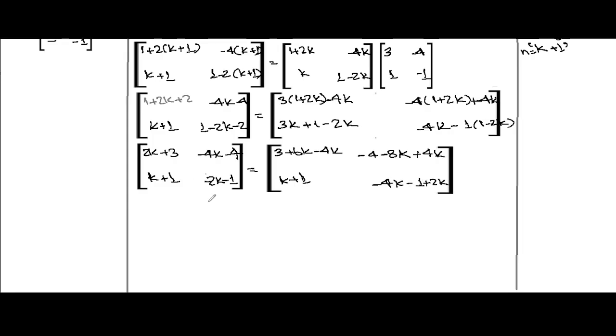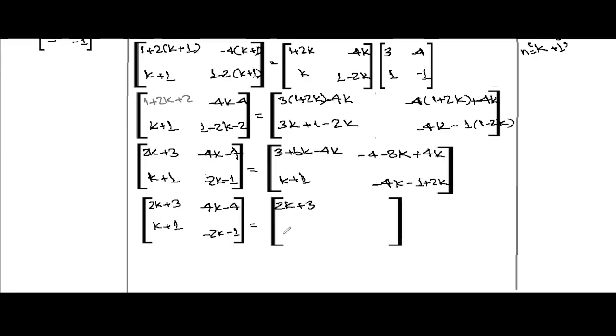Now this whole matrix will remain the same because there is nothing more to simplify. Now we are going to simplify this side. So 6k minus 4k gives us 2k, and plus 3 remains the same. Now this whole entry remains the same, k plus 1. This entry will become minus 8k plus 4k gives us minus 4k, and then this minus 4 remains the same. Then minus 4k plus 2k gives us minus 2k, and then this minus 1 remains the same. Now as you know that left hand side equals right hand side, so we have proved it.